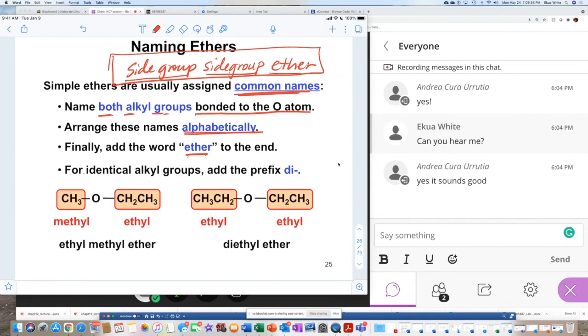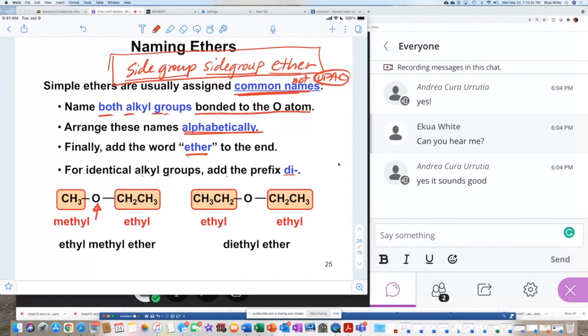If you have identical groups, you want to use the prefix, for example, di, etc. Looking at the oxygen, I know this is a very different way of naming. You want to know why? Because this is not IUPAC, so it looks very different from the other ones. But for some reason, scientists prefer naming ethers using their common name versus their formal official name. So we have to go with the flow and follow scientists along.